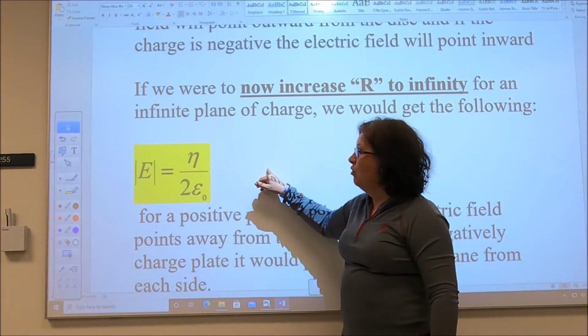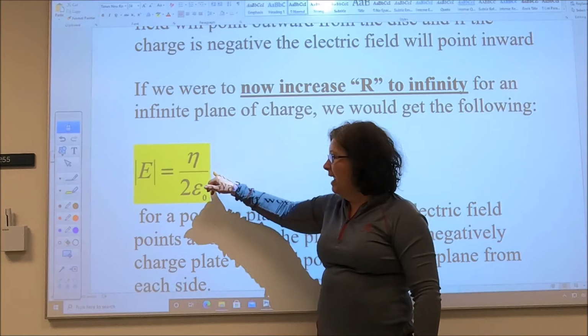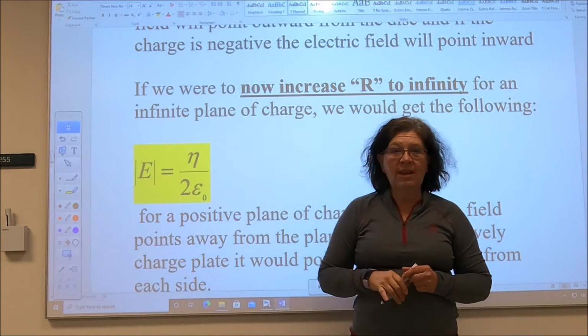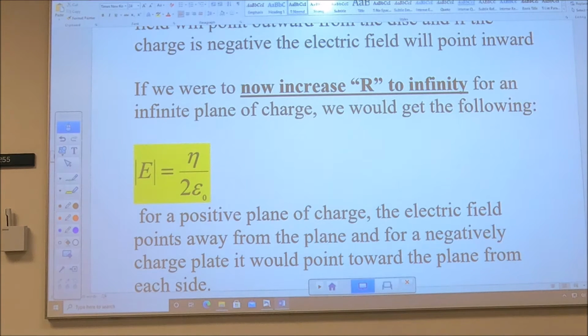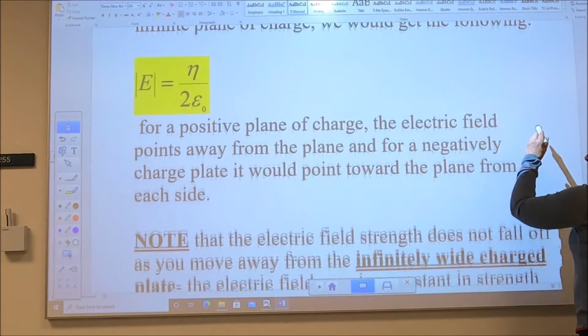No matter how close or how far you get from the plane, the strength of the electric field is going to be the same if you have an infinite plane of charge. Now we know in reality we can't get an infinite plane of charge, but if we're in close to the surface of the plane and we're at the center of our disk of charge, then it approximates an infinite plane of charge.